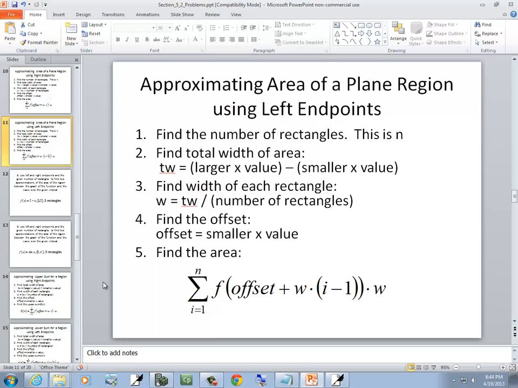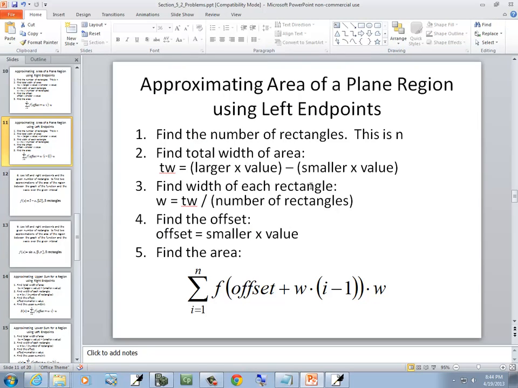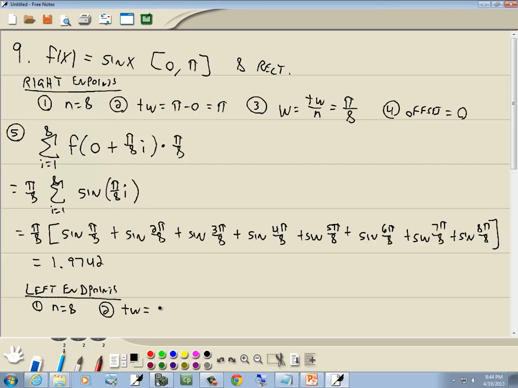Okay, left endpoints. Step 1, find the number of rectangles. So n is still 8. Total width, larger x value minus smaller x value, is still the same. Pi minus 0 is pi. Step 3, our width is going to equal total width over n, which is pi over 8. And our offset is still 0. Okay, now here's where it changes.